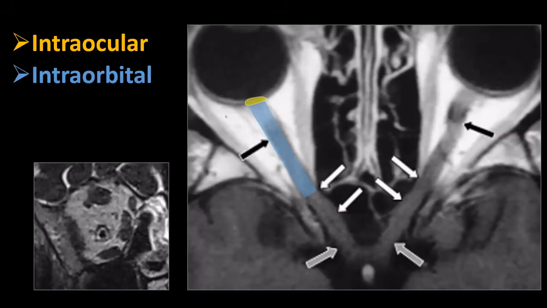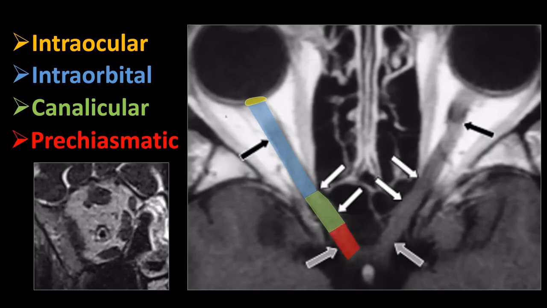Then we have the intraorbital segment, the segment running in the intraconal space in the orbit, which is the longest segment of the optic nerve. We have the canalicular segment, the part of the optic nerve that runs in the bony optic canal. And then we have a rather short part, the prechiasmatic segment, which is located between the optic canal and the optic chiasm. So these are the various segments of the optic nerve.